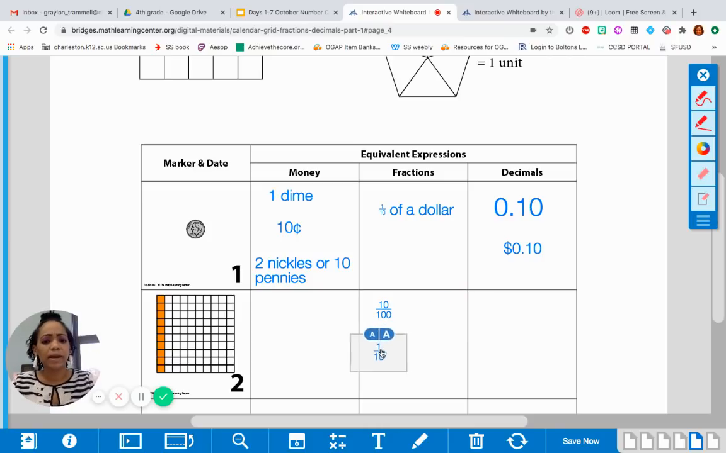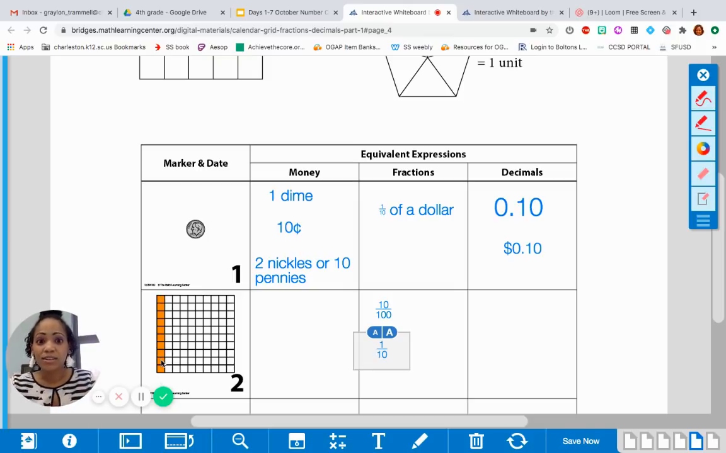Anybody see, I said we're going to come back to money. Does anybody see how this may be related to money? Up here we had a tenth. Down here we have a tenth. What's the relationship? Yeah, because a dime is worth 10, and there were 10 squares colored in.